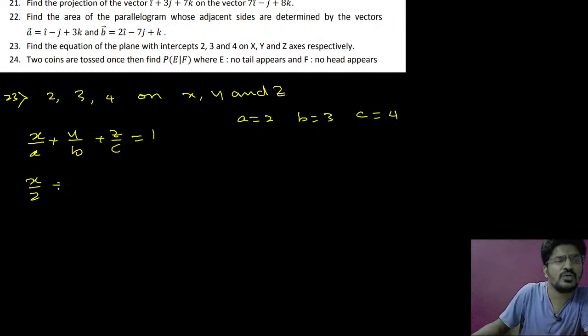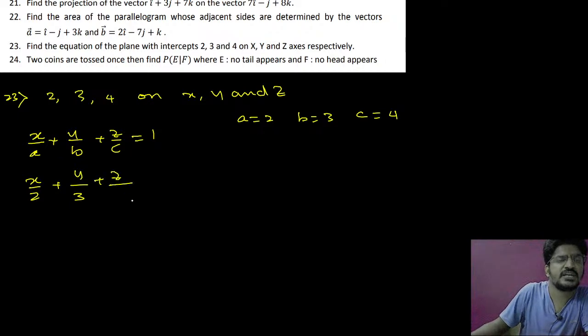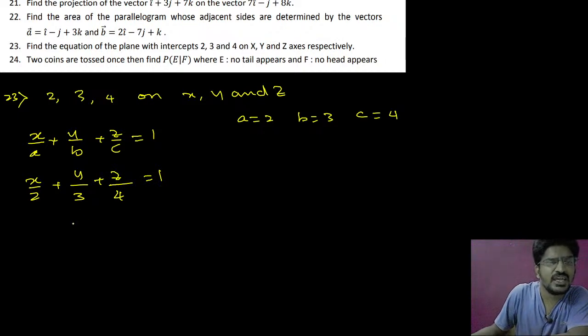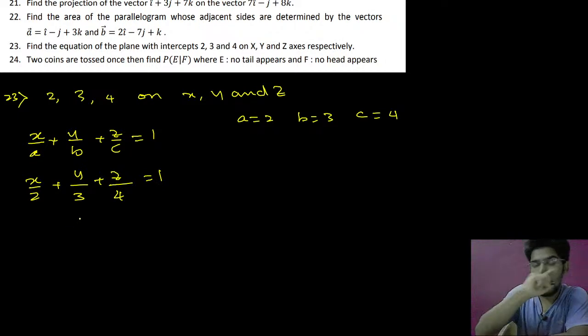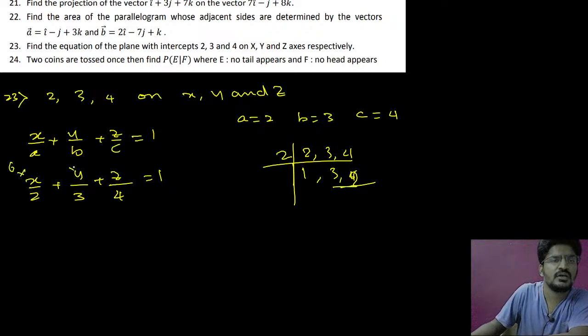So therefore x by 2 plus y by 3 plus z by 4 equal to 1. So now you can just simplify it by taking LCM. So by taking LCM, you can just see it is going to be 2, 3, 4. LCM is 2, 3, 4. Here 2. So 2 into 3 is 6, 6 into 2 is 12. Multiply it with 6. Multiply it with 4. Multiply it with 3. So that is 6x plus 4y plus 3z equal to 12.